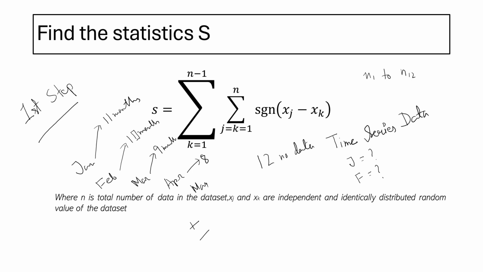Suppose you are comparing the data of January with the other 11 months, then if January data is less than any of the other months data, you will assign a minus. If greater, then you will assign the plus. Yes. If both are equal, then you will assign 0. If they are both equal, then 0.